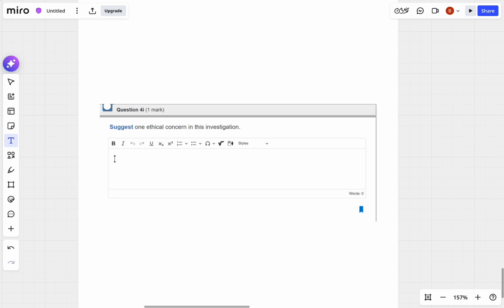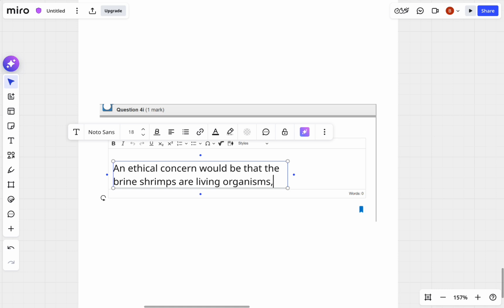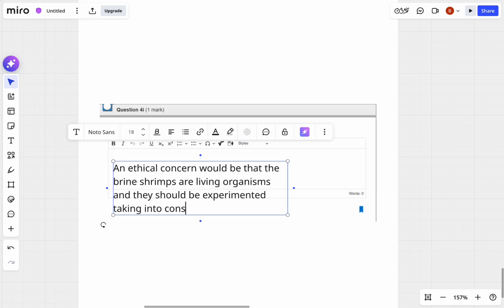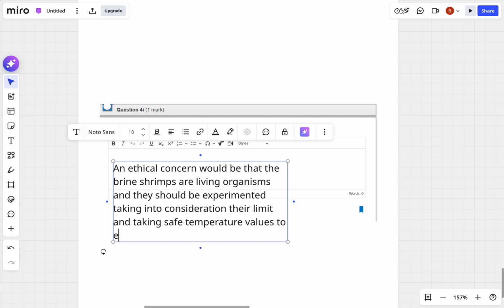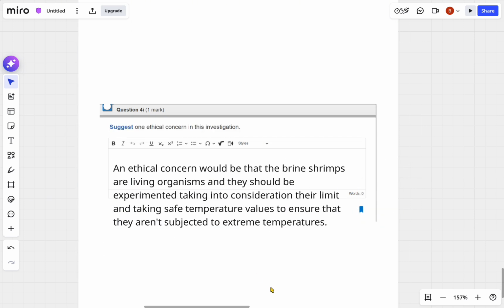We can just write any of these. So let me write: an ethical concern would be that the brine shrimps are living organisms, and they should be experimented on taking into consideration their limits, and taking safe temperature values to ensure that they aren't subjected to extreme temperatures. We can go with this one. One ethical concern would be this.